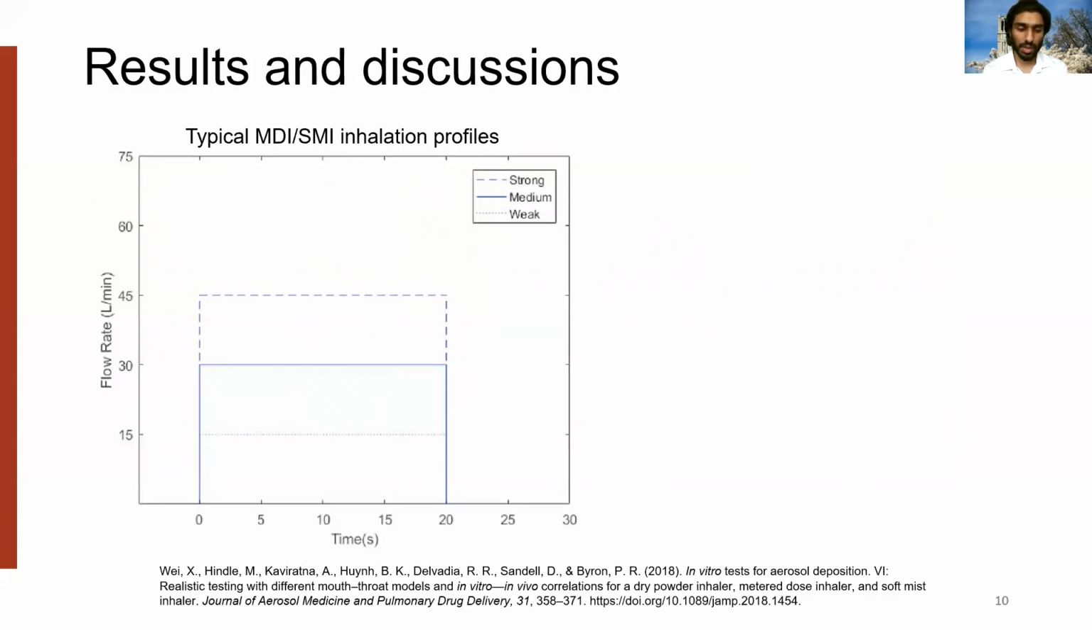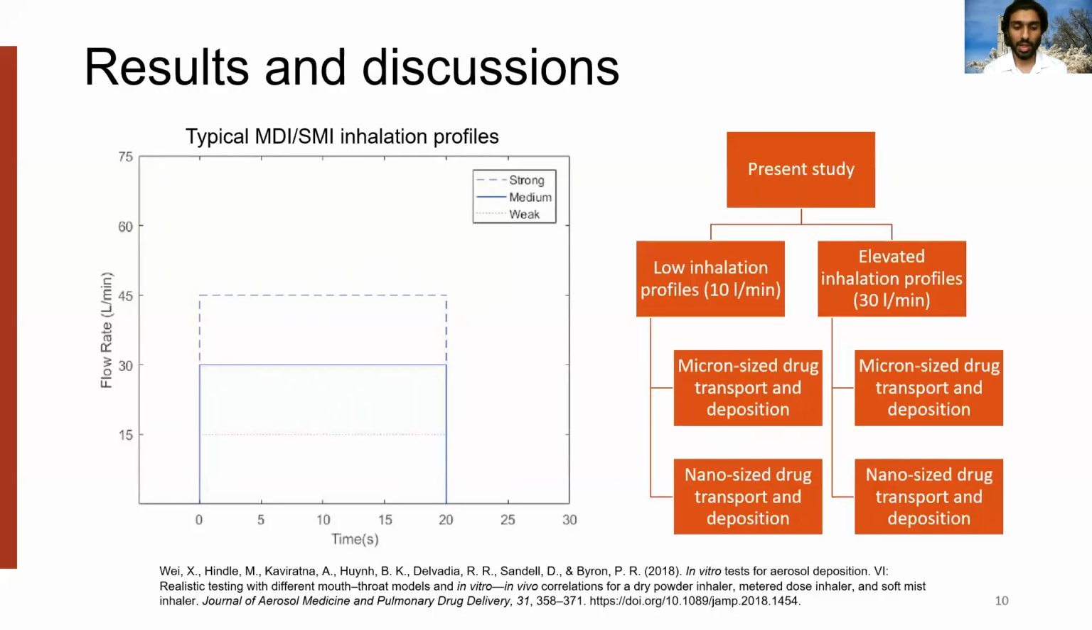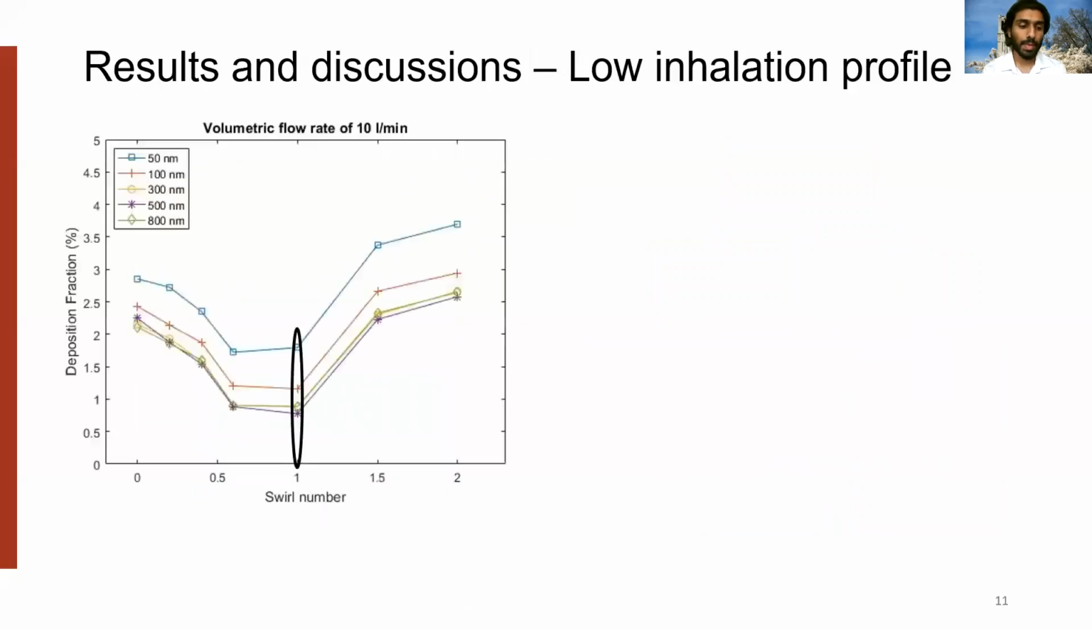Typical conditions for such profiles are given by Wei et al. as shown. In our present study, micro and nano-drug transport and deposition are analyzed for low inhalation profiles corresponding to 10 liters per minute and elevated profiles corresponding to 30 liters per minute. This is carried out to critically analyze the effect of particle inertia and hence the deposition mechanism. The oral deposition fraction versus swirl number corresponding to nano-sized particles in aerosol streams is shown in this figure.